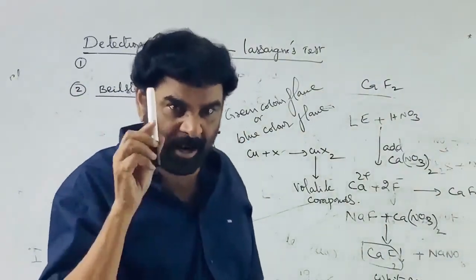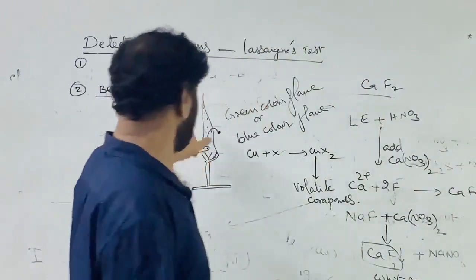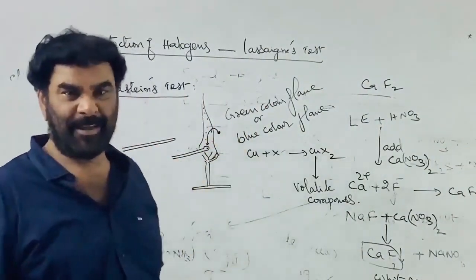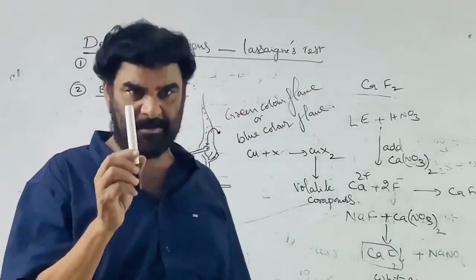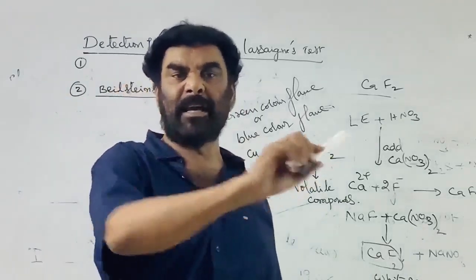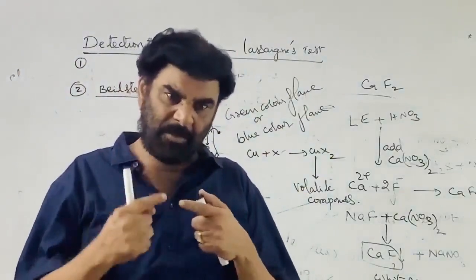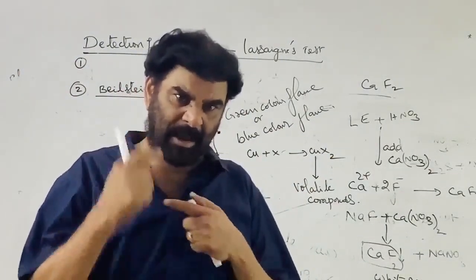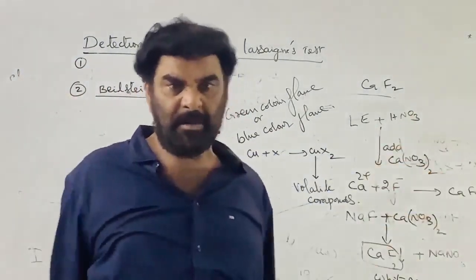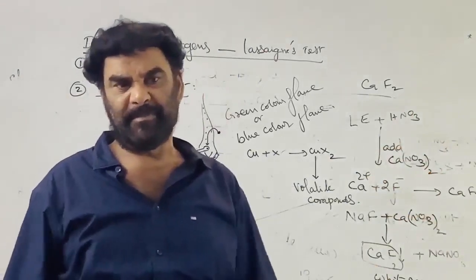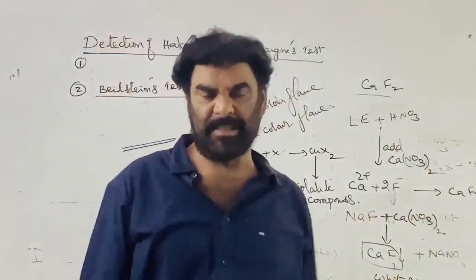But all of them give the same color, green or blue. By using this test, the specific halogen cannot be identified. Whether the given compound contains chlorine, bromine, or iodine cannot be identified by the Beilstein test. That is the major disadvantage of this process.